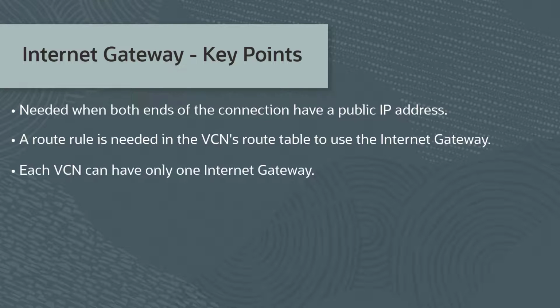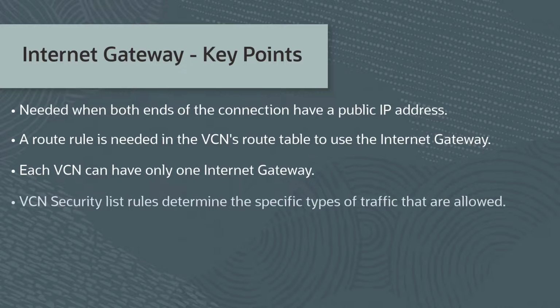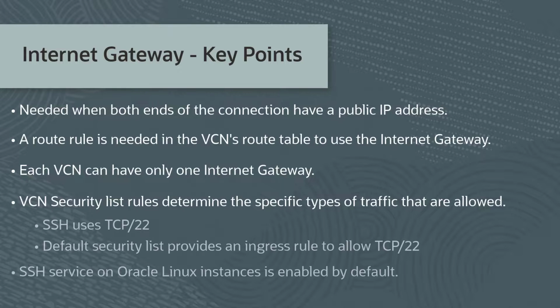Other things to note: a given VCN can only have one Internet Gateway. Security lists are covered in another video, but it's worth mentioning here. Security list rules ultimately determine the specific types of traffic that are allowed. In this video, I used SSH to connect between an on-premise host and a public compute instance on the Oracle Private Cloud Appliance. SSH uses TCP protocol and runs on port 22.